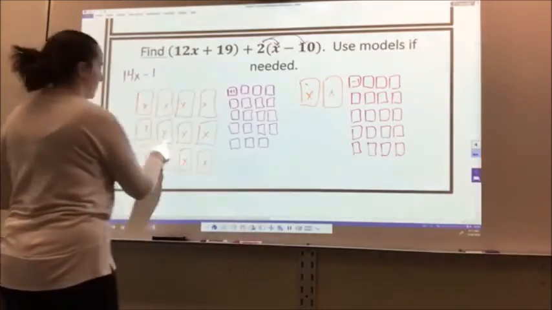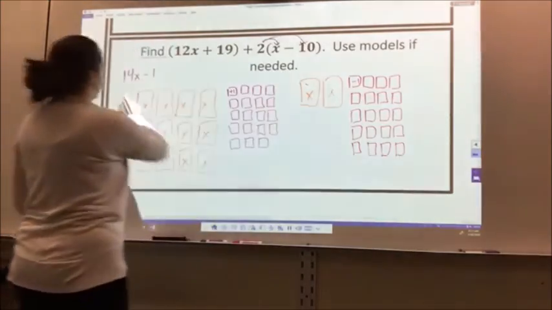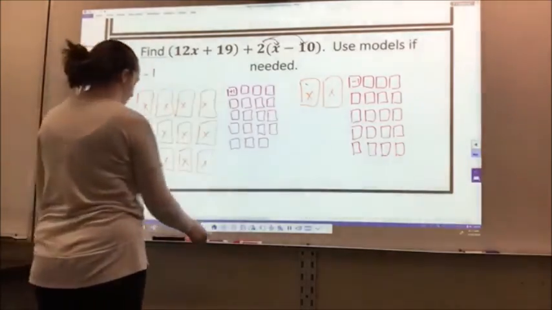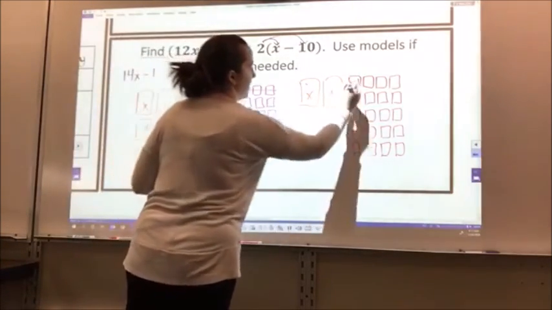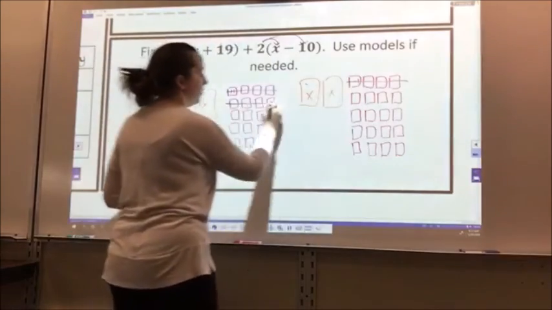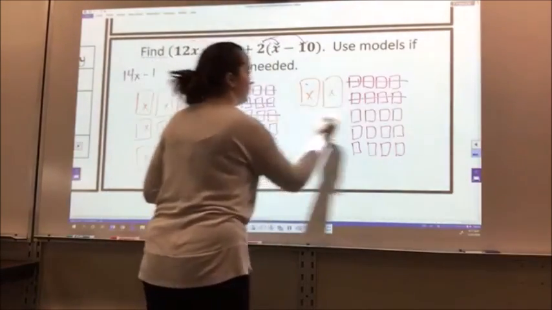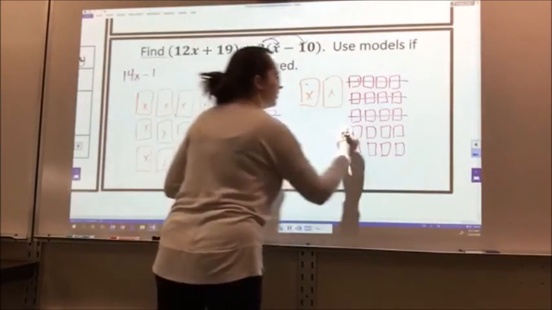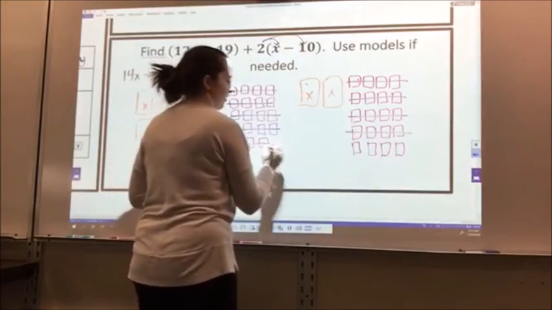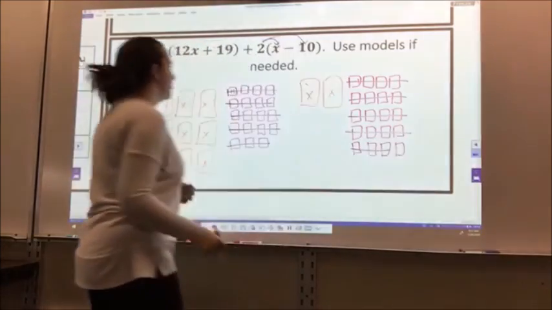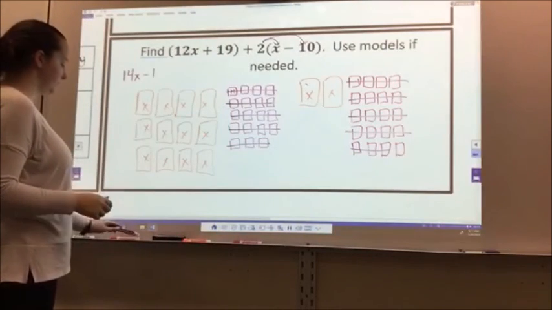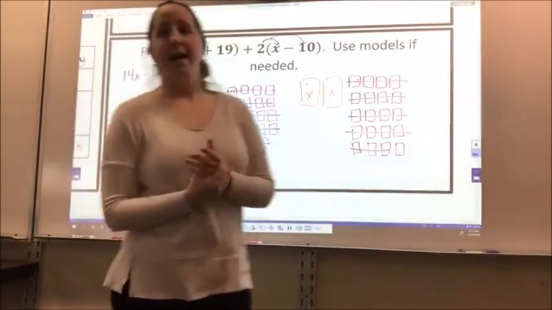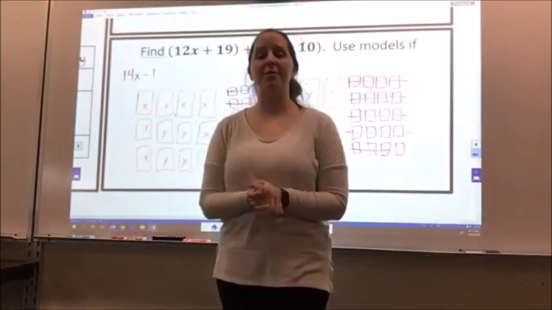I can see that I have 12 plus 2, I get the 14x, and then I can also see that I have 4 here, so they cancel, and I have 1 left over, so 14x minus 1. And that is the end of Chapter 5, Lesson 6.